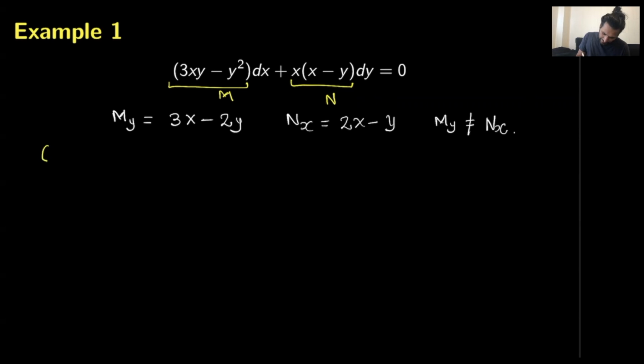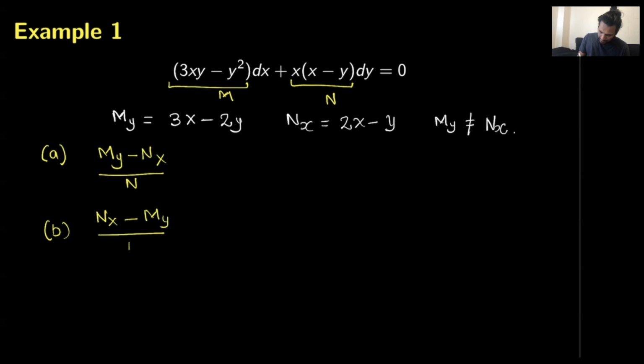If this is the case, I'm going to compute these two terms: M with respect to y minus N with respect to x, divided by N. And I'm also going to compute N with respect to x minus M with respect to y, and divide this by M. Let's see which one depends only on x or y.